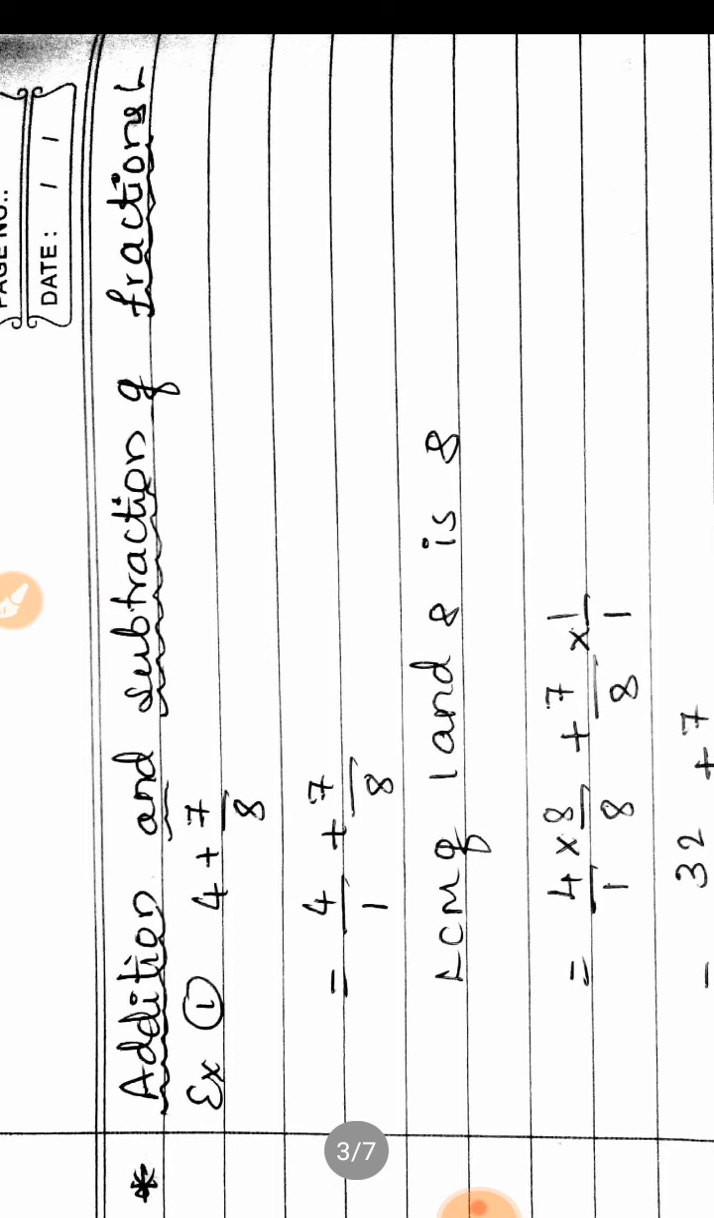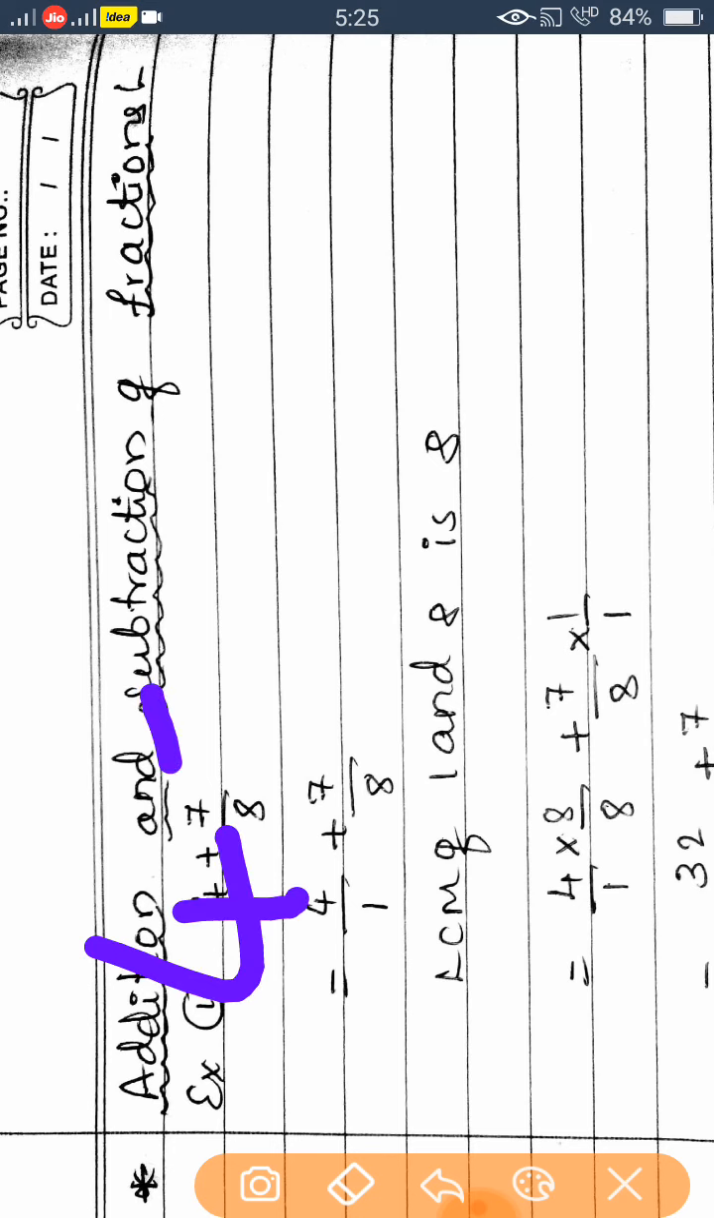So addition and subtraction of fractions. Example 1: 4 plus 7 by 8. See here, 4 we can write as 4 by 1, because any number we can write as a fraction.